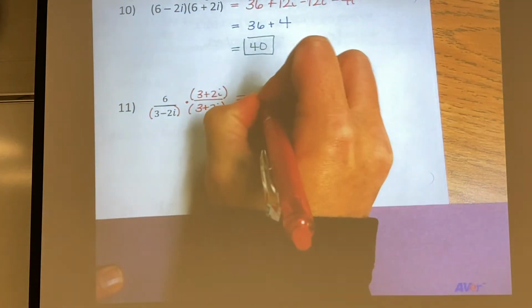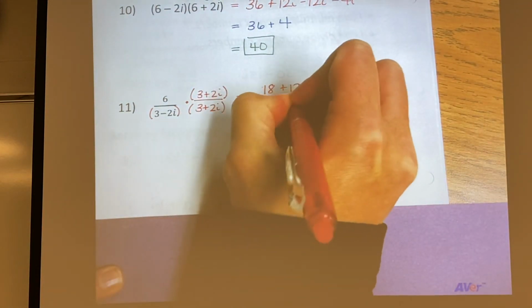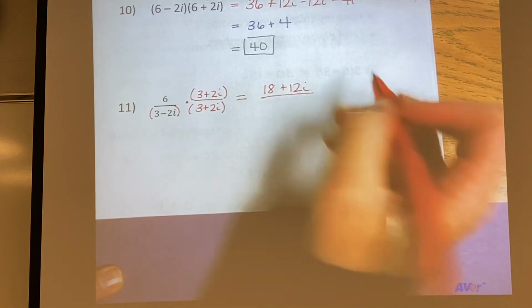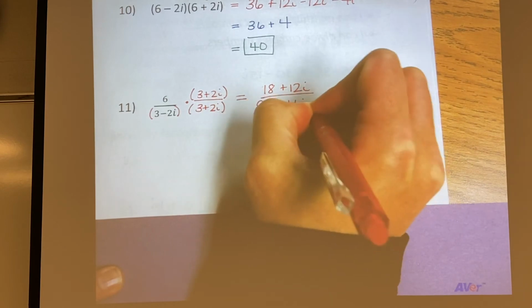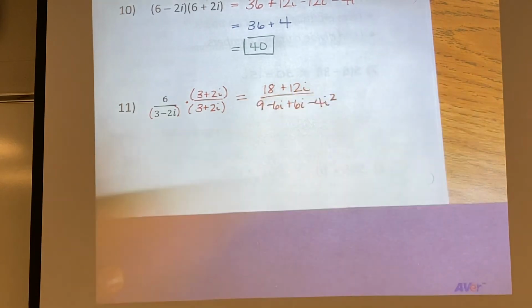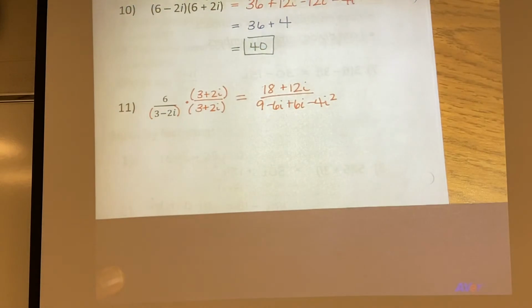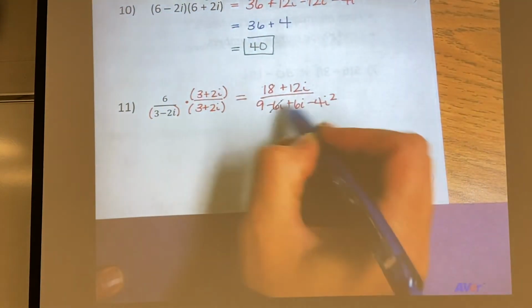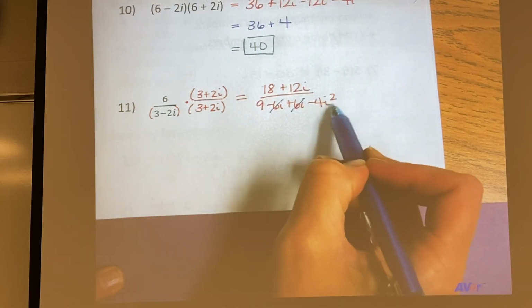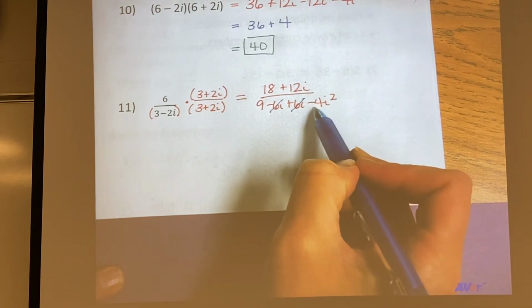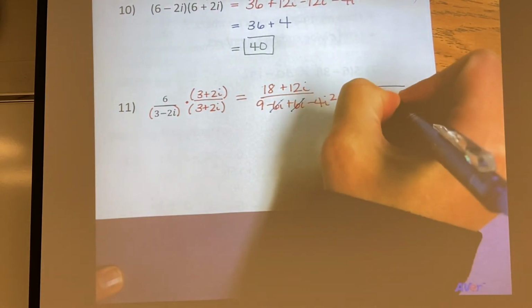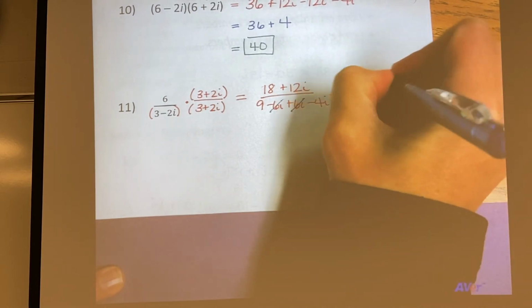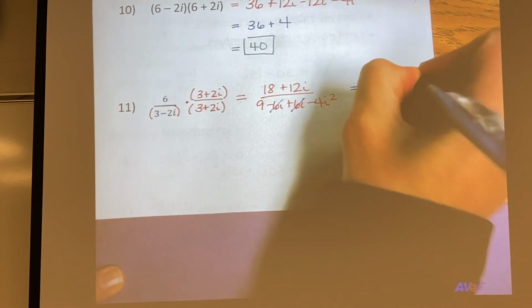All right, so if we distribute the top, we get 18 plus 12i, and FOILing on the bottom, 9 minus 6i plus 6i minus 4i squared. Okay, then we want to do some simplifying. Down here in our denominator, the 6i's equal 0, and here i squared is negative 1, so it makes this a positive 4. So our denominator is now going to be 13, and our numerator can't simplify.